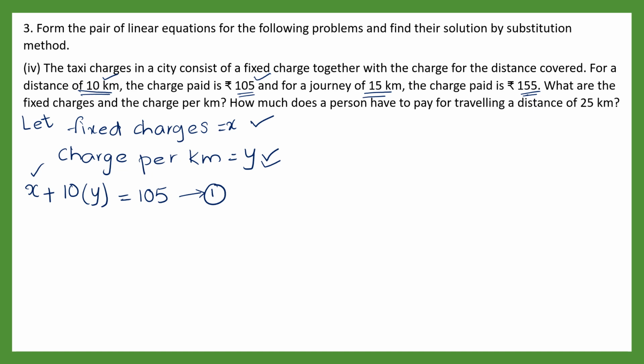So, again we will have fixed charges, X, plus they have traveled 15 kilometers. Per 1 kilometer it is Y rupees. For 15 kilometers it will be 15 into Y. So, X plus 15Y is equal to what? They have given it is 155 rupees. So, we are able to frame two equations. Based on these two equations, let's find the fixed charges and charge per kilometer.